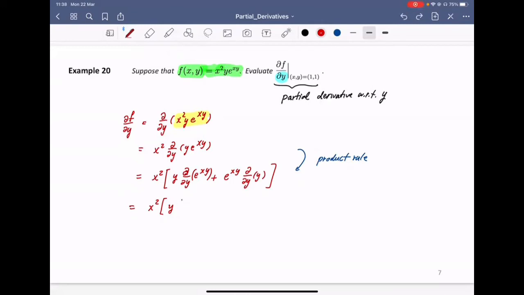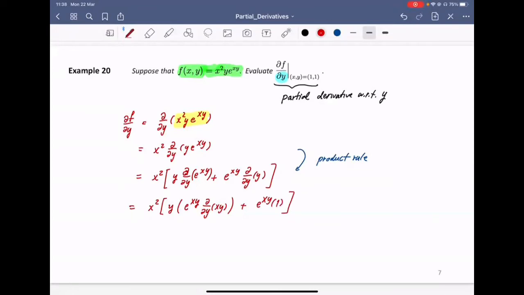So I'm going to do it one more time. So e to the xy, differentiate e to the u, you get e to the u. But you still have to differentiate the inner function. All right. Then e to the xy, well, this is easy, just 1. Right? Because differentiate y, you get 1.